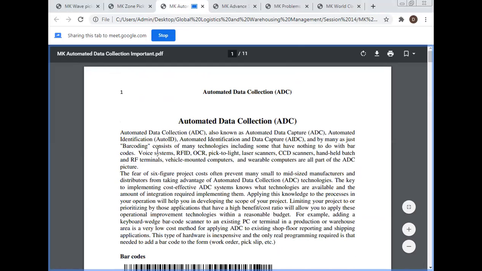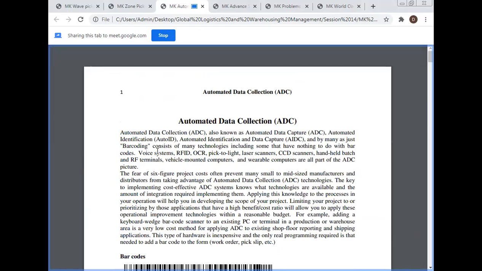Automated data collection is also known as automated data capture, or automated identification and data capture, and may be referred to simply as barcoding. In a library, you have seen in college how the books are collected automatically. This is one example of barcoding. That type of barcoding may be used in warehouses. How is automated data collection done in warehouses?